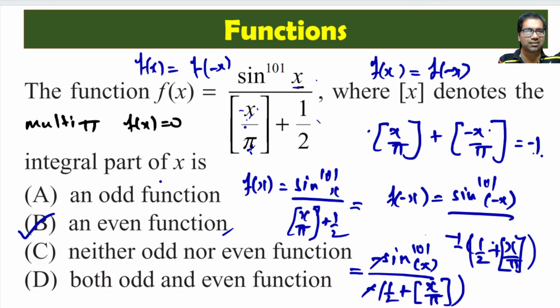Obviously, it cannot be both even and odd. If it has to be even and odd, what does that mean? F of x equal to f of minus x should be equal to minus of f of x. Right. If this has to happen, that means f of x should be 0 always. Otherwise, it cannot happen, right? F of x should be equal to f of minus x, at the same time minus f of x. Only when it is 0, it will happen. So, we clearly see that it is not an odd function. We have seen that this is an even function. So, B is the correct answer. Right, guys?